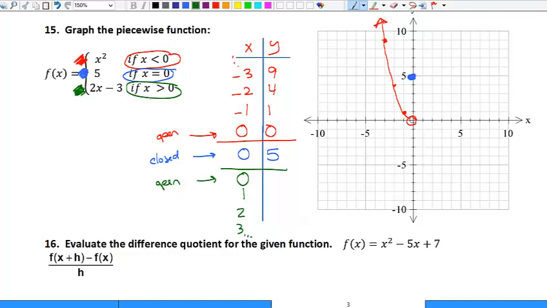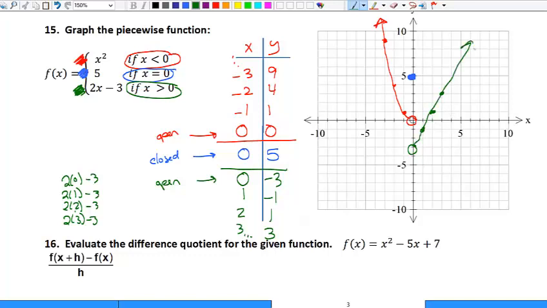In the green function, I have 2x minus 3. So when I plug this in, 2 times 0 minus 3, 2 times 1 minus 3, 2 times 2 minus 3, and 2 times 3 minus 3. Let's see, the first one gets me -3. 2 times 1 is 2 minus 3, that's -1. 2 times 2 is 4, and 4 minus 3 is +1. 2 times 3 is 6, and 6 minus 3 is 3. So at (0, -3), I have an open circle. At (1, -1), at (2, 1), and at (3, 3). Notice this is a straight line.